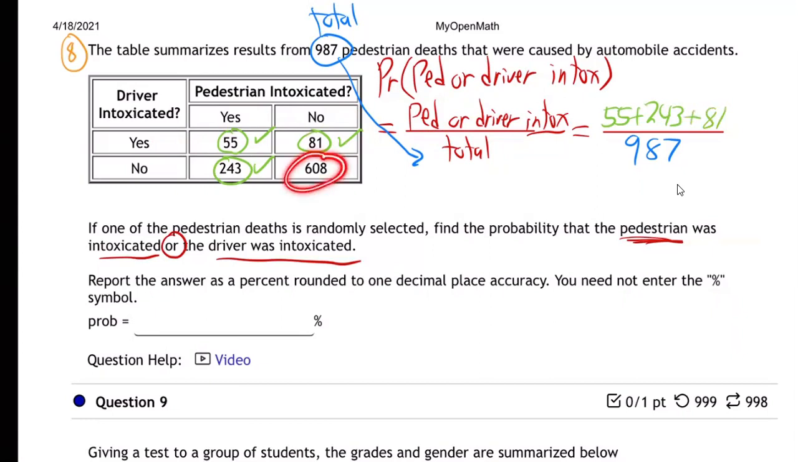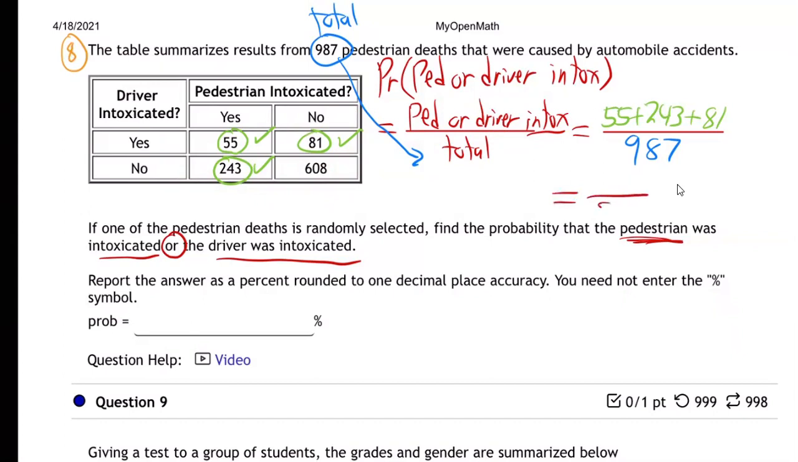Finally, these 608. What about them? No, nobody was drunk there, right? The driver was not intoxicated. The pedestrian was not intoxicated. Nobody was intoxicated. So we don't count them. Right? We're only counting situations in which either the pedestrian or the driver was intoxicated. In those 608, nobody was intoxicated. So now we just add them up.